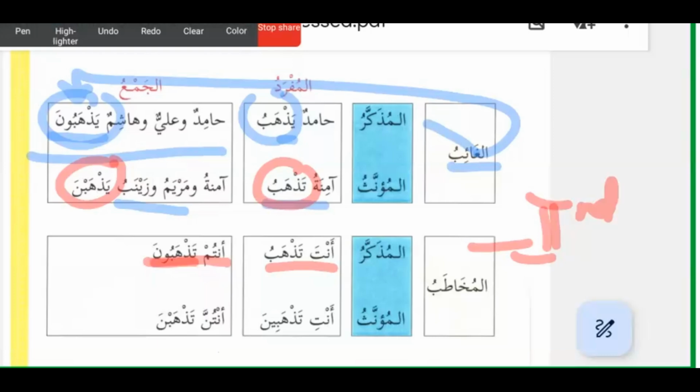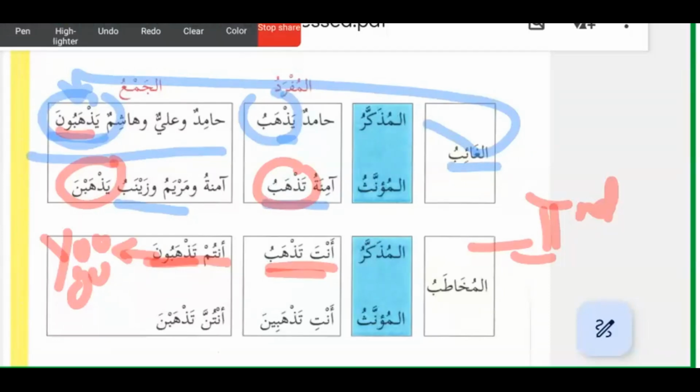Now, as we say, tazhabuna means you go. So antum tazhabuna; sorry, yazhabuna means they go. Tazhabuna means you go. It's understood that it is for a group. You go means you all are going. Likewise, anta tazhabu also means you go, because it is the addressee.